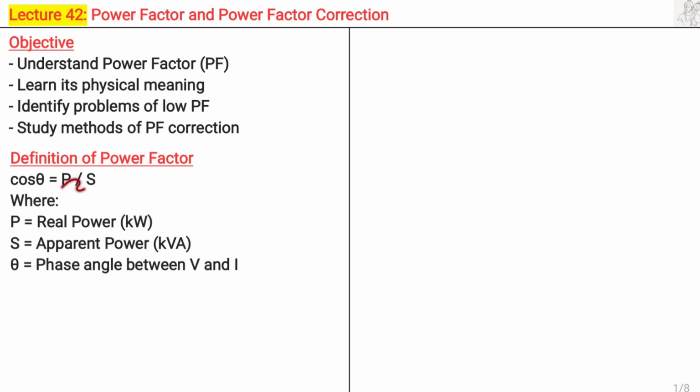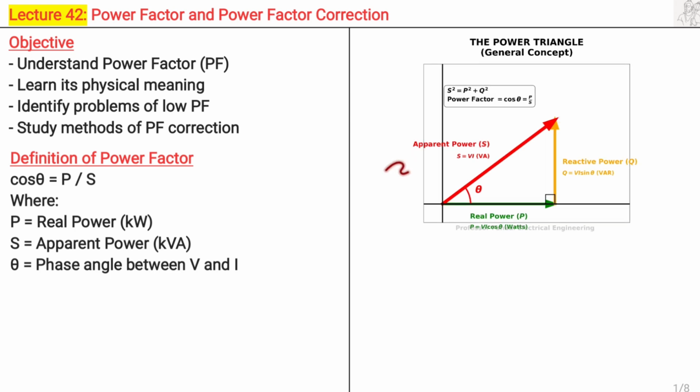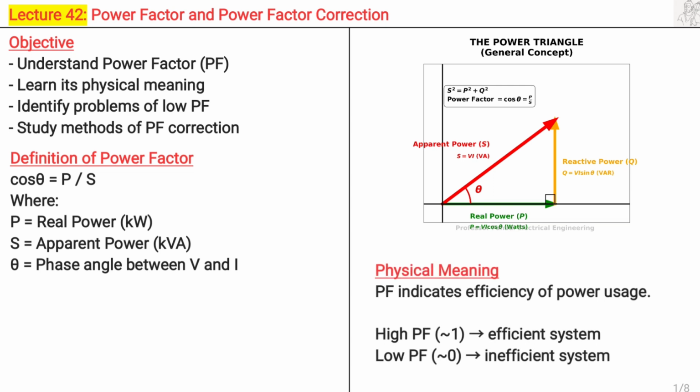Power factor is simply P divided by S, where P is the real power in kilowatt and S is the apparent power in kVA. And this power factor angle is simply the angle between voltage and current. So the power triangle can be drawn something like this, where the base represents the real power, the perpendicular represents the reactive power, and the hypotenuse represents the apparent power. So the angle between S and P is simply theta, which is the same as the angle between voltage and current. So let's talk about physical meaning.